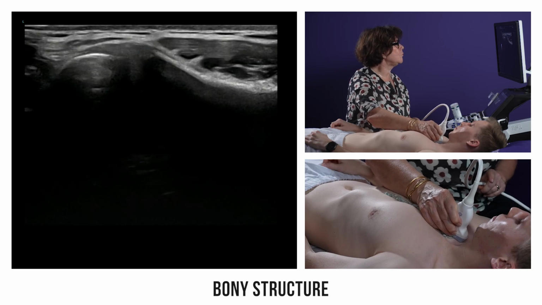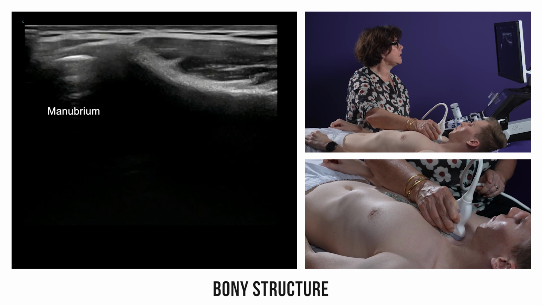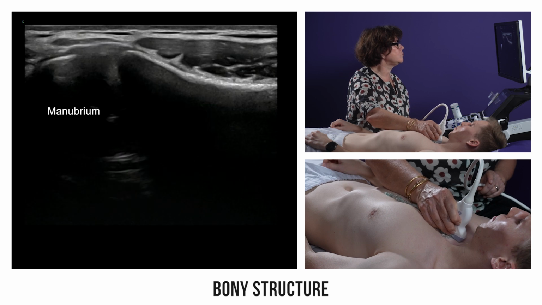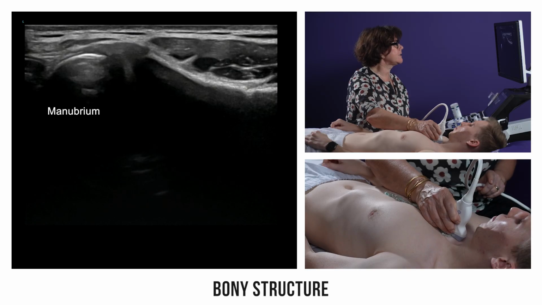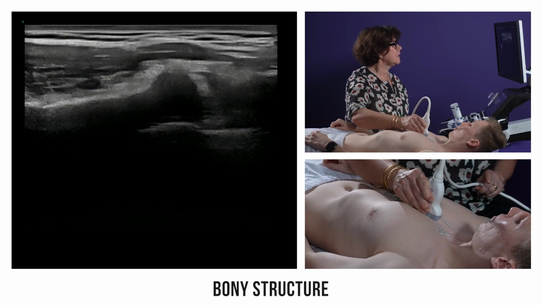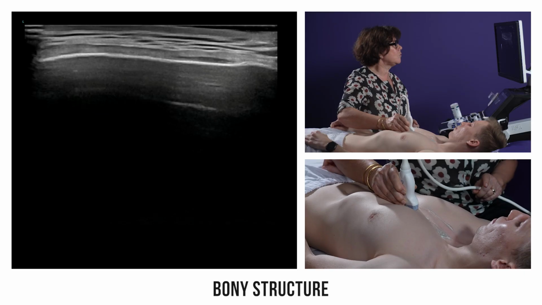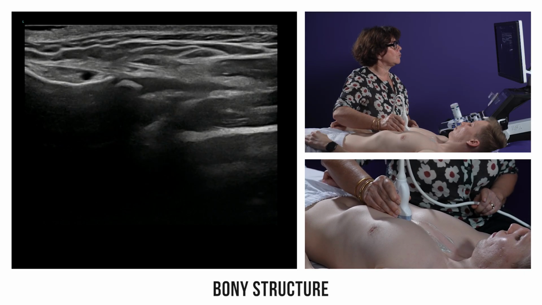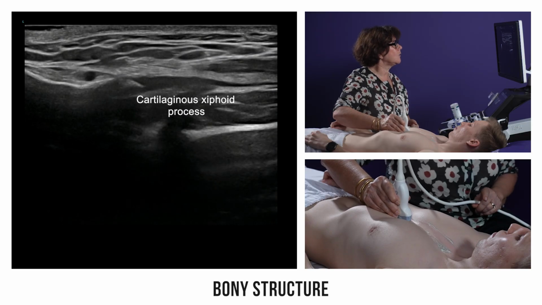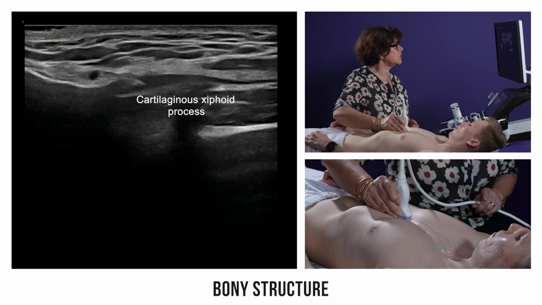When scanning the thoracic cage in sagittal section, we clearly see the bony structure of the sternum, the junction between the manubrium and the body of the sternum, and lower down, the xiphoid process. You can see that the xiphoid process is largely cartilaginous.